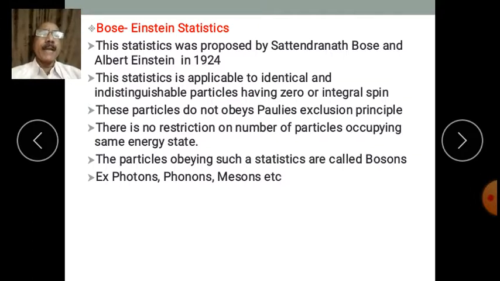So in order to explain these properties where Maxwell-Boltzmann statistics fails, we require some other kind of statistics, which was proposed by Satyendranath Bose, an Indian scientist, along with Albert Einstein. Both of them proposed this statistics, which is called Bose-Einstein statistics. It was proposed in 1924. The statistics is applicable to identical and indistinguishable particles. We cannot distinguish which is particle A, which is B, and which is C.